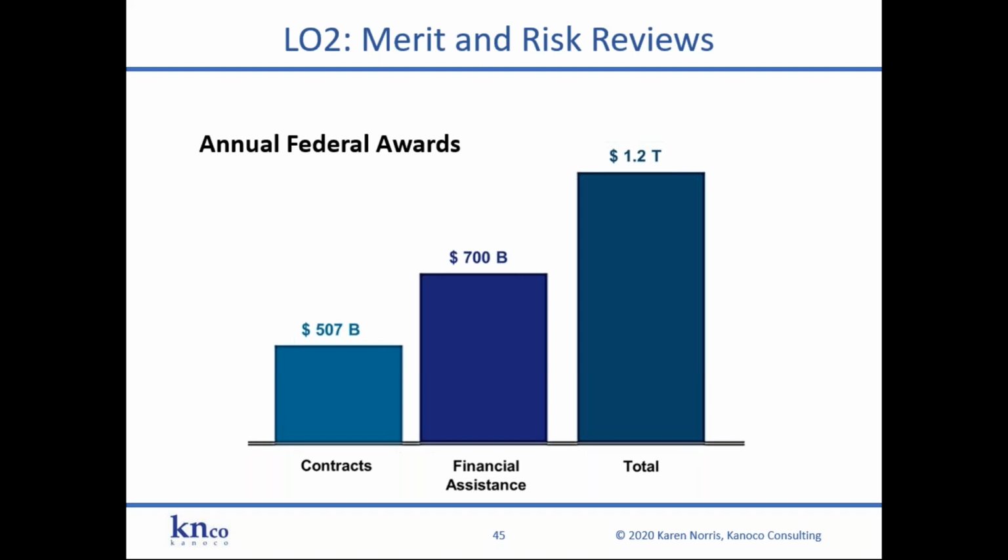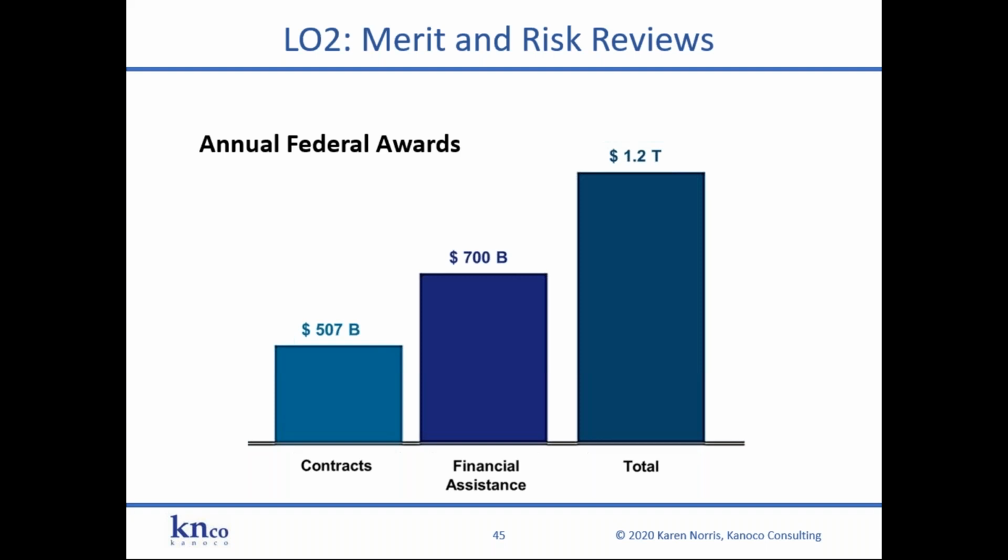Annually, there is $700 billion given out in federal grants and cooperative agreements every year. It's remarkable. The grant community has surpassed the federal contract community, all those defense contracts we always hear about. $500 billion for contracts, $700 billion for grant awards. You put the two together, $1.2 trillion is given out.